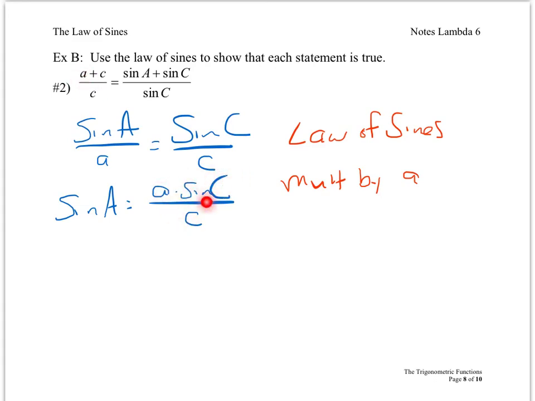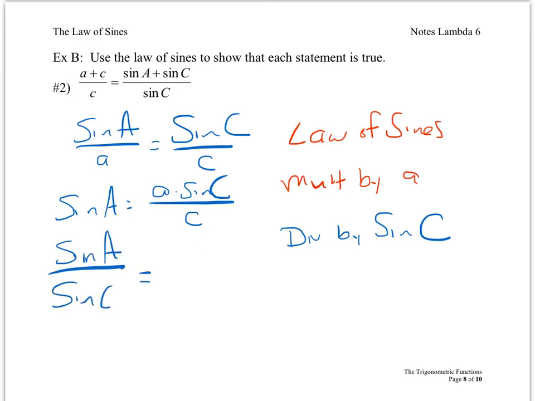Now I want to get my sine of C to go over on the left side of the equation. Right now we are multiplying by sine of C. The opposite of multiplying is dividing. So I'm going to divide both sides by sine of C. On the left, that's going to give me sine of A divided by sine of C. On the right, my sine of C's cancel, and I get A over C. We're in great shape at this point. We got our sines on the one side and our little letters on the other.